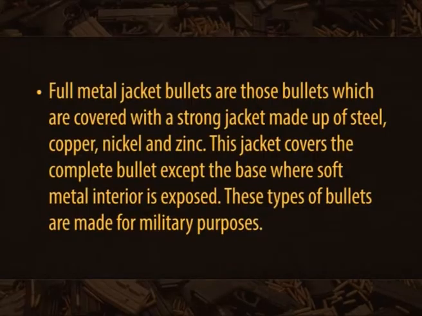There are two types of jacketed bullets. First is the full metal jacket bullets. They are those bullets which are covered with a strong jacket made up of steel, copper, nickel and zinc. This jacket covers the complete bullet except the base where soft metal interior is exposed. These types of bullets are made for military purposes.